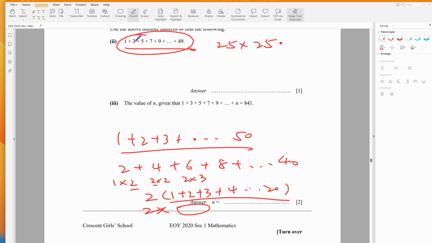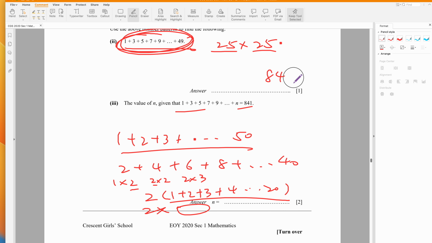It's easier if you do it like... which one? You're talking about the odd number sum, or all number sum, or even number sum? The odd number sum is very easy. Just count how many there are, then square it. So over here is the same thing.